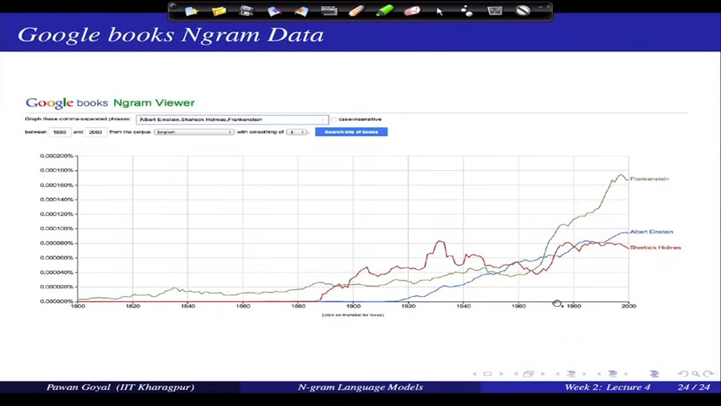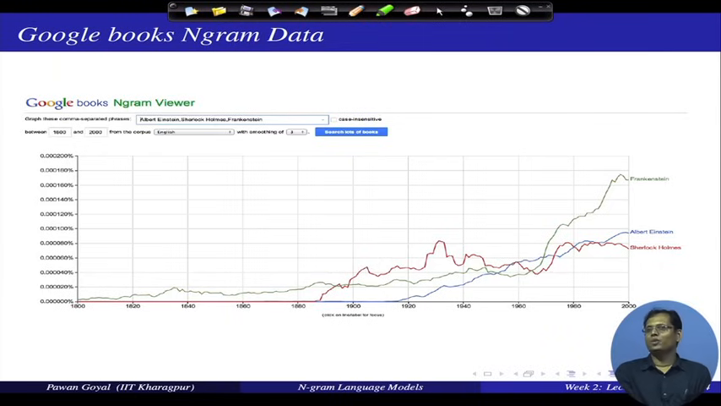They also give a nice API by which you can visualize many interesting patterns in the usage of words. Because the data is divided across many different centuries, you can also plot it temporally. Suppose I give 3 different queries, Albert Einstein, Sherlock Holmes, and Frankenstein, on Google Ngram Viewer. It tells me over the years what is the probability of these bigrams. Can you see something interesting here? Sherlock Holmes became popular around 1885 and so on. Before that it was nearly 0.